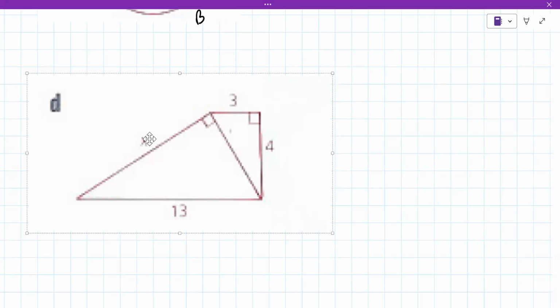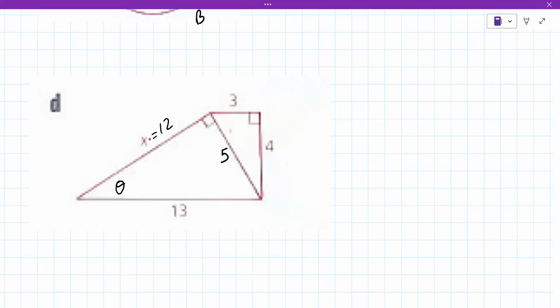Anything jump out at you here that you can do? Well, I see a 3, 4, 5. Yes, and then I see a 5, 12, 13. So you're done. Now, let's say to make this a better question, I wanted angle theta. How would you calculate angle theta? I'd probably do right triangle trig.